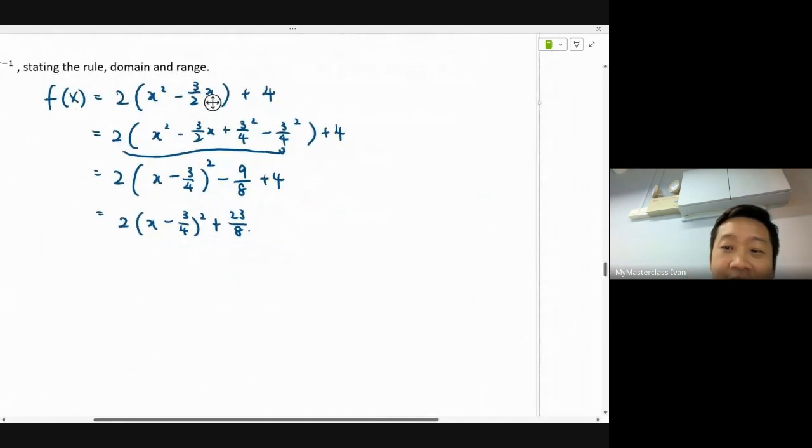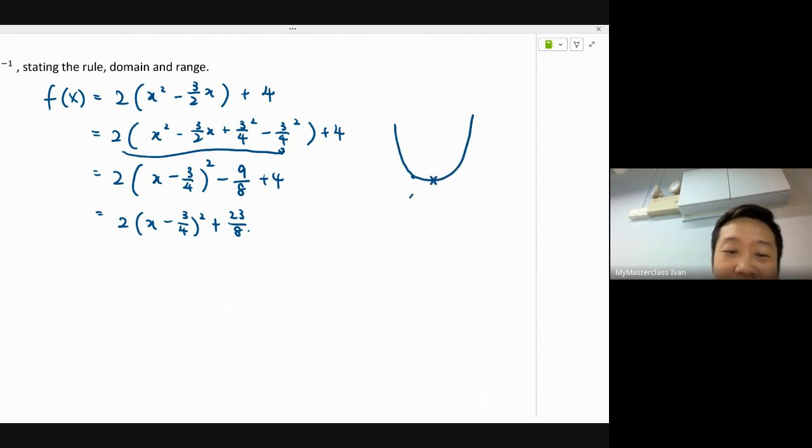Okay, so now I want to purposely sketch, right? We know that this is the minimum point. Angelina, what's this minimum point? Look at the completed square form. Look at the completed square. Yeah, what is the x? This is 3 over 4. What's the y?